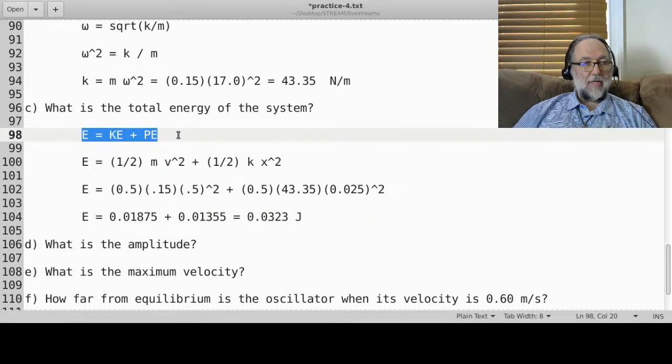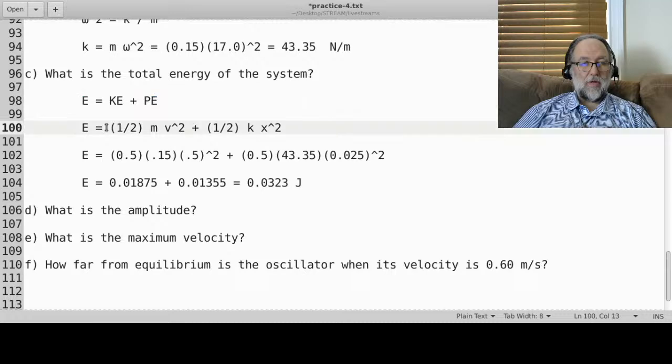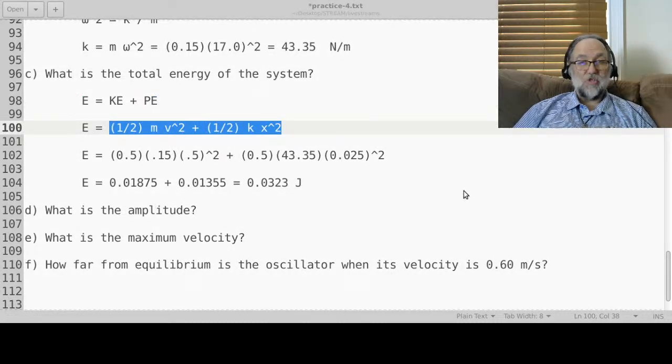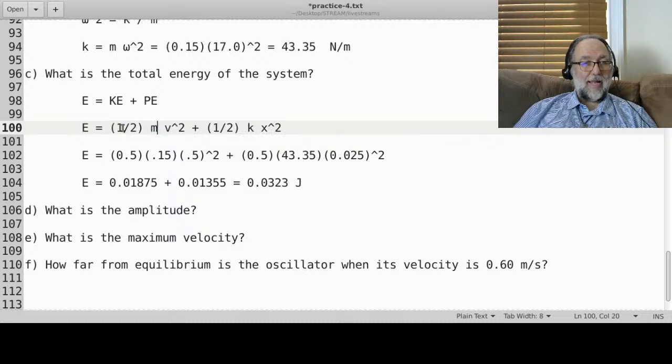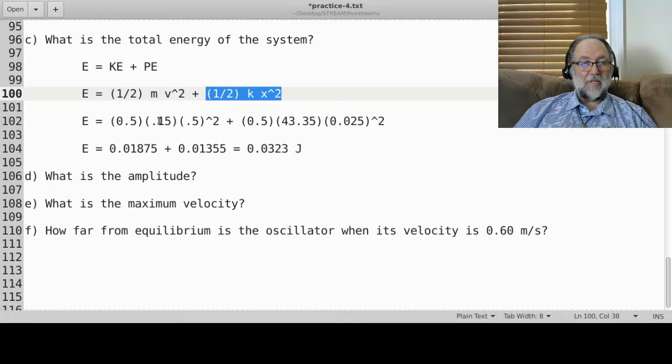The energy is the sum of kinetic and potential. There's no gravitational potential energy here, and the oscillator has an implicit spring attached to it, so the potential energy is spring potential energy. Here's the kinetic energy, 1 half m v squared. Here's the spring potential energy, 1 half k x squared. Then we just substitute in the numbers, and that's easy enough.